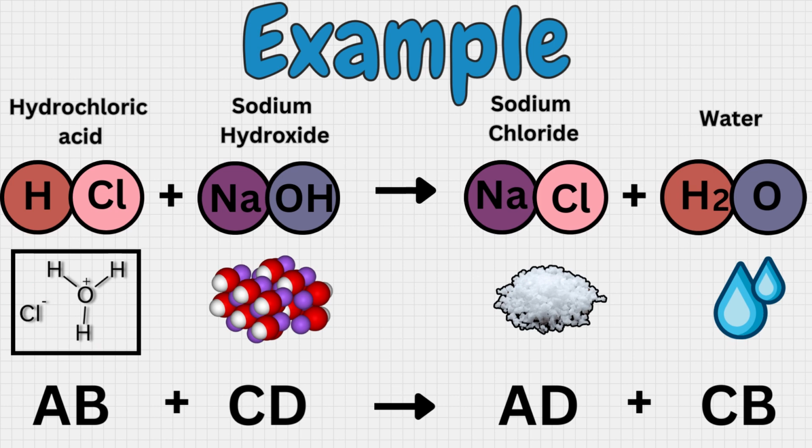Let's say we have HCl, which is hydrochloric acid, plus NaOH, which is sodium hydroxide. That gets switched around and NaCl, which is sodium chloride, plus H2O, which is water, is formed.